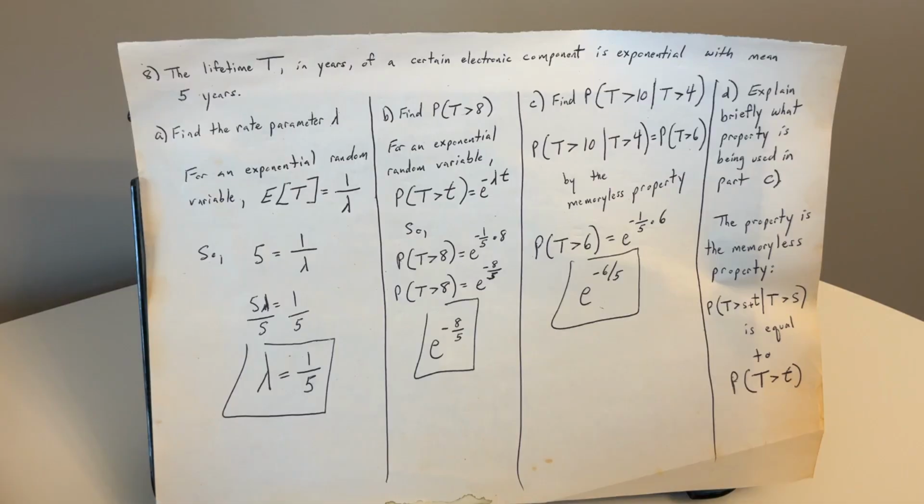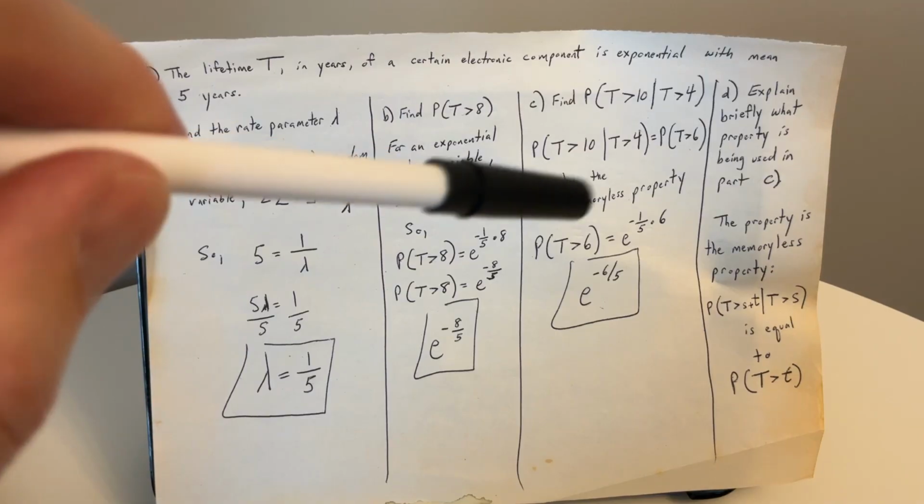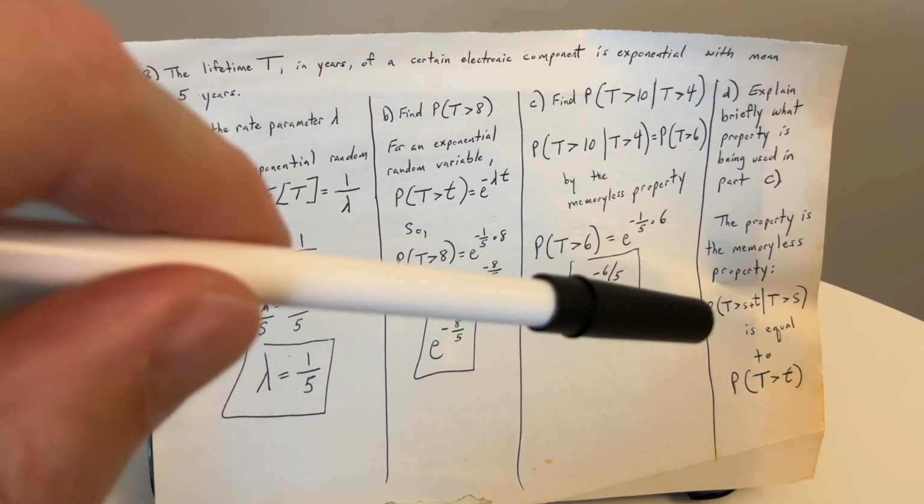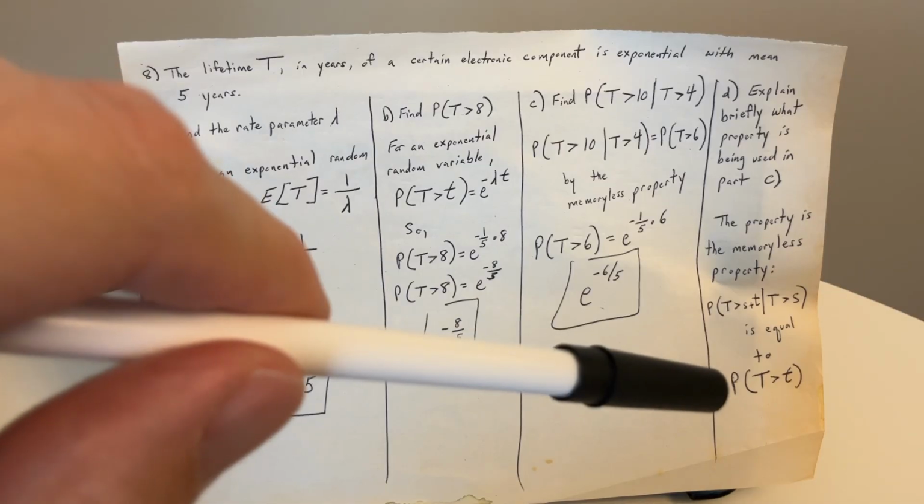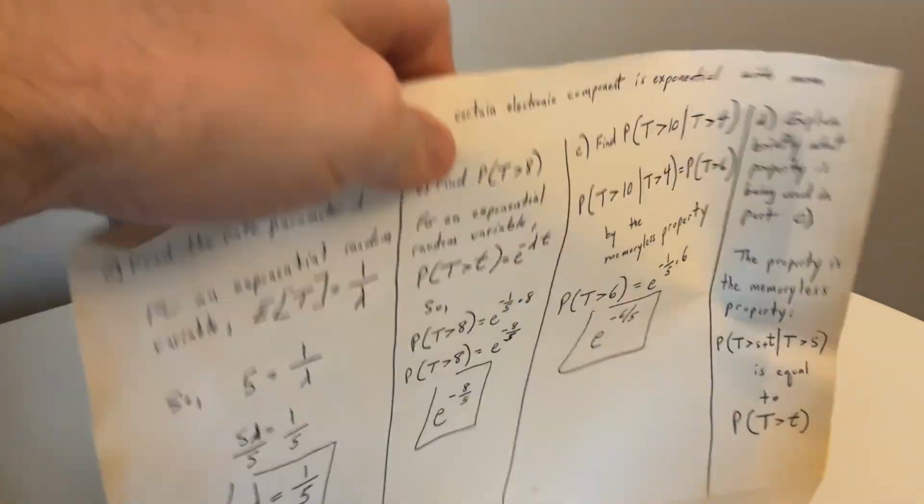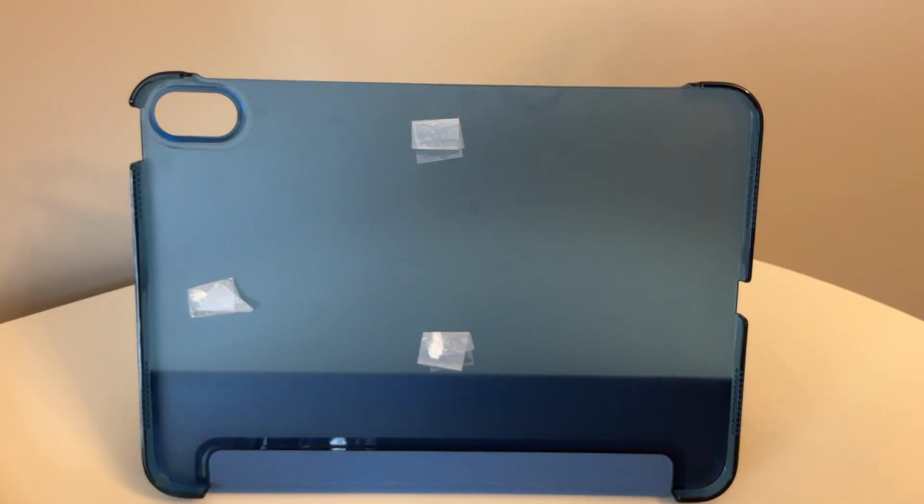Letter D. Explain briefly what property is being used in part C. Well, in part C we mentioned it. It's the memoryless property. And this winds up equal to the probability of T is greater than lowercase t. Okay, so that takes care of number 8. Moving forward, let's now do number 9.